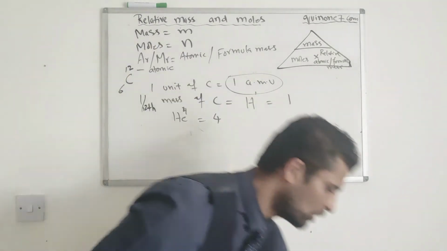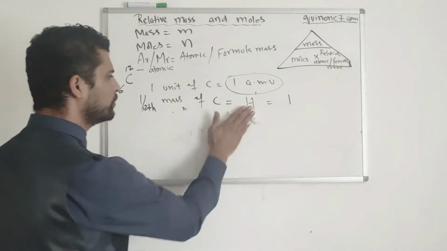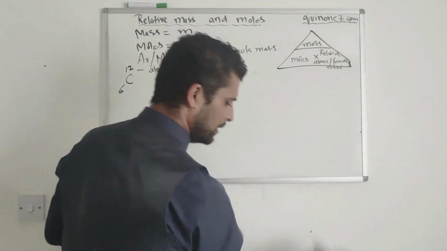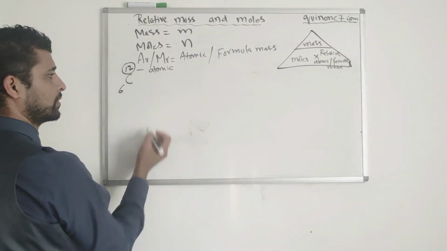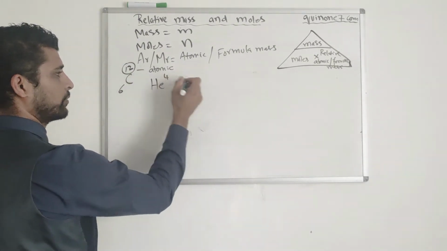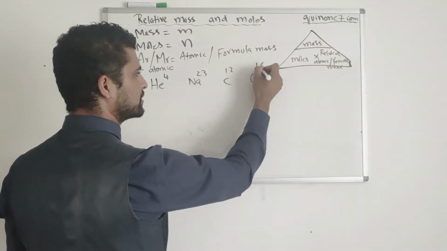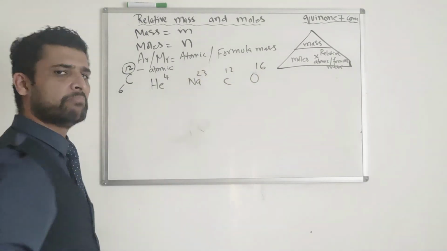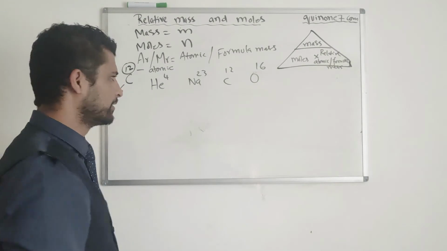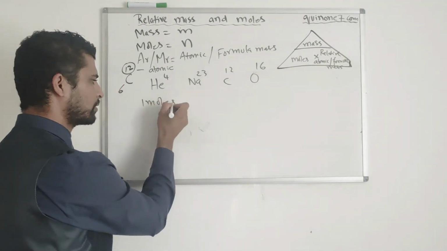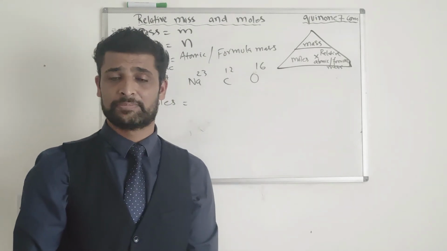But to cut the story short, for GCSE level, you do not need to worry about all of this. All you have to remember is that the numbers written here, helium 4, sodium 23, carbon 12, oxygen 16, all these big numbers tell you how many moles are there. Now 1 mole, as I said, has got 6.02 times 10 to the power 23 particles.